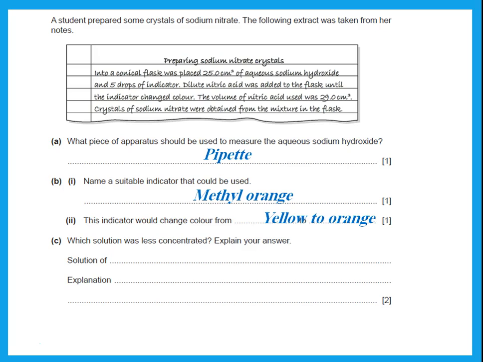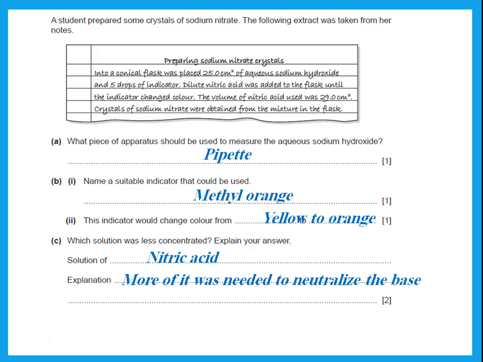Which solution was less concentrated? Well, how do I know that? I had 25 centimeter cubed of the sodium hydroxide. And when she added the acid, she needed 29 of the acid. So if I need 29 of the acid in order to neutralize 25 of the base, which of these is less concentrated? You should realize that if something is less concentrated, you need to use more of it. So the one that I used more of is nitric acid, because more of it was needed to neutralize a smaller amount of sodium hydroxide.